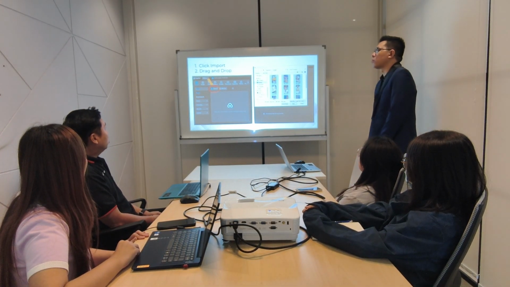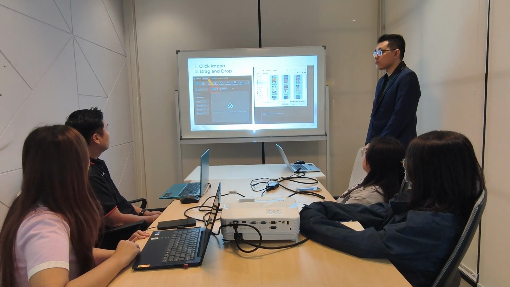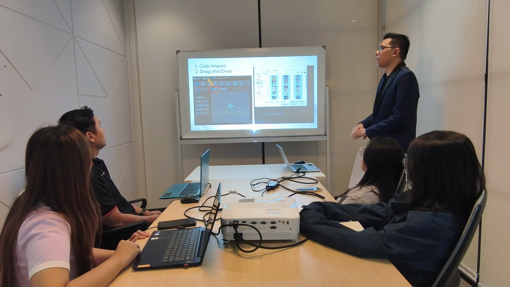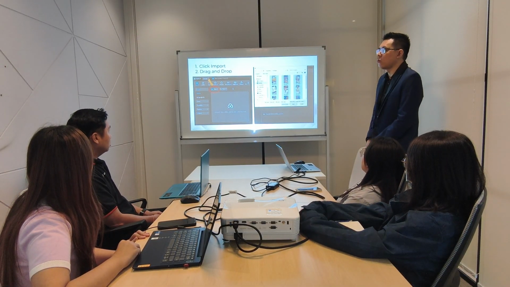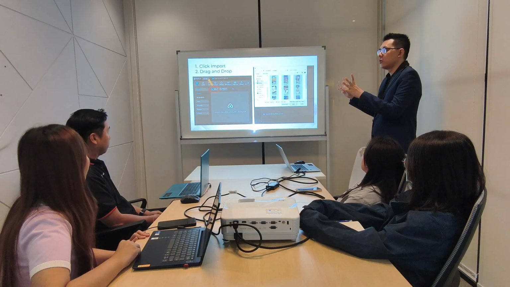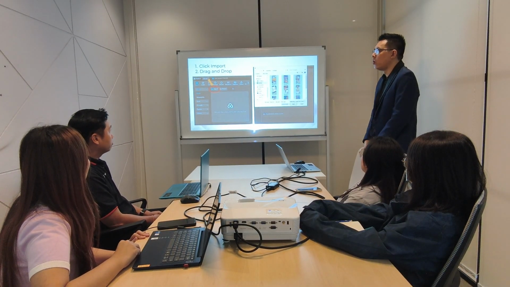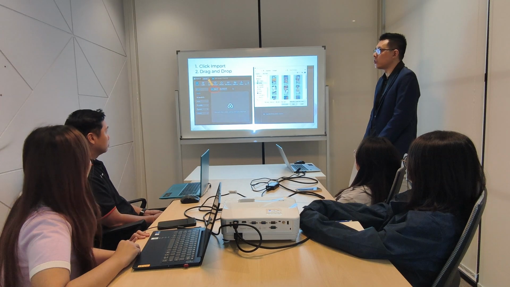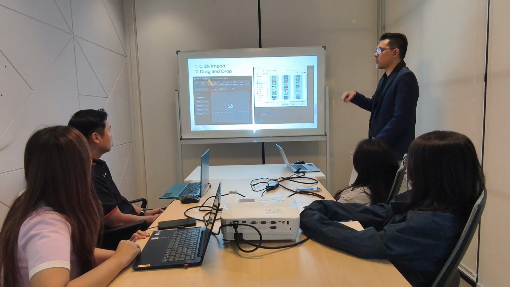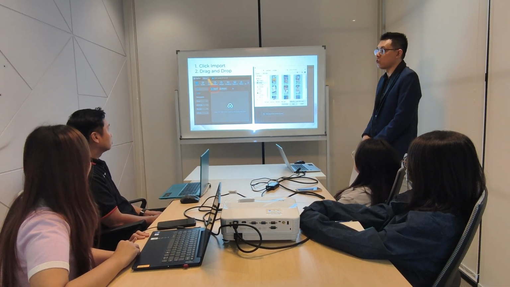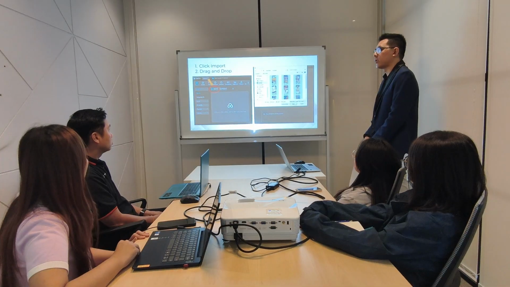So first you need to click the import button. After you click the import button, then it will show the folder. So you can select the folder location, like where you keep your raw footages, raw images. Then from there you can select what you want to import into CapCut. This is the first method.